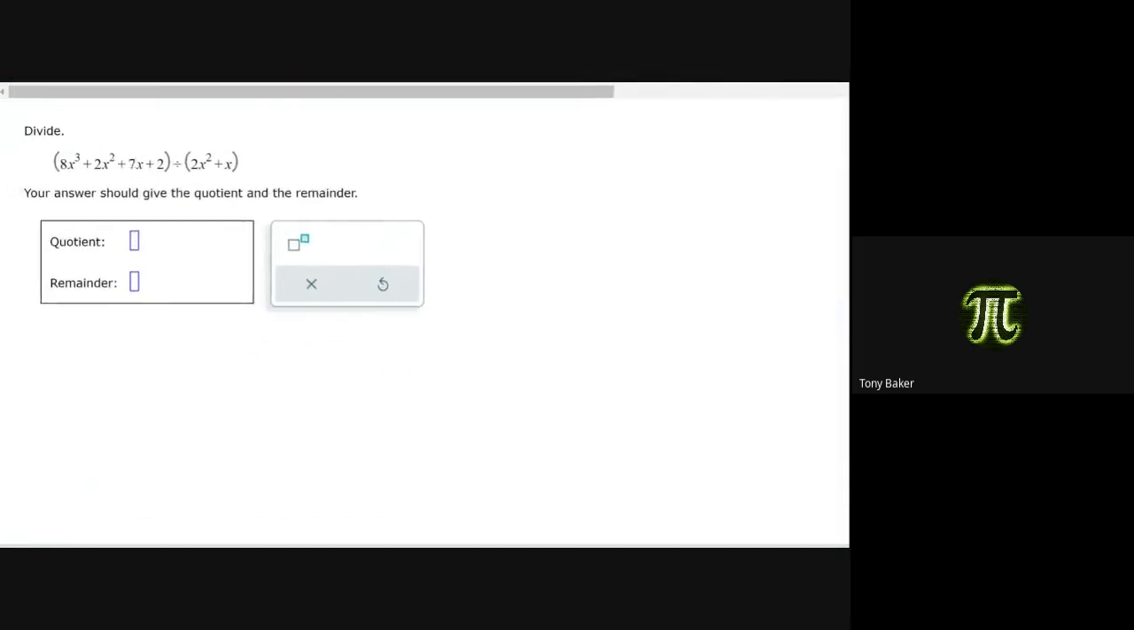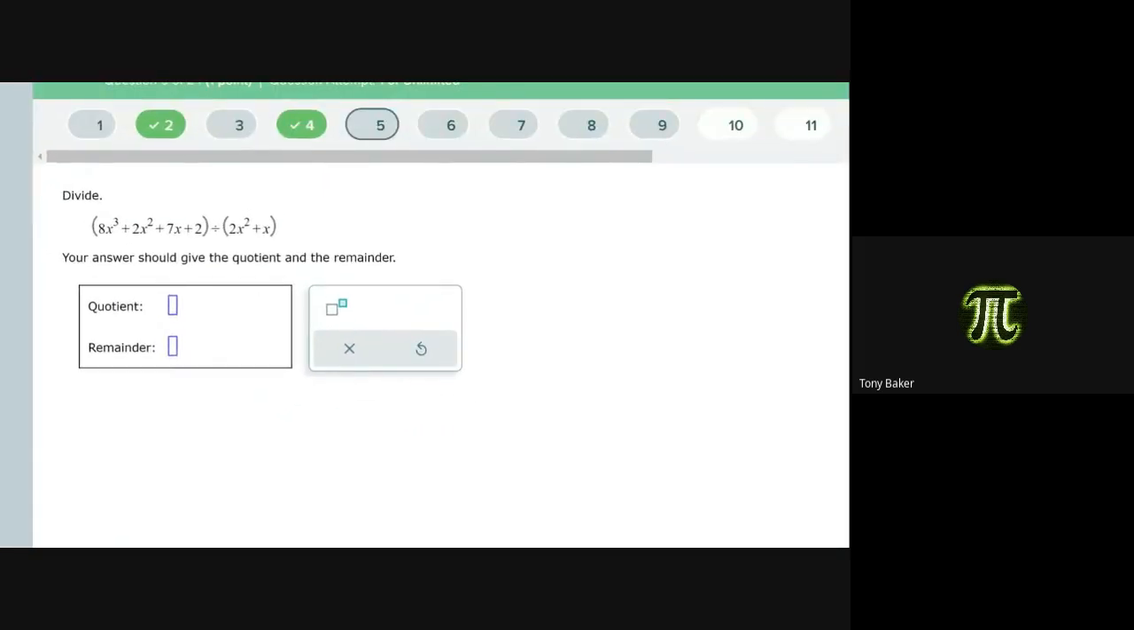Okay, we can see this one. Same concept. They want the quotient and the remainder. So let's work on that. Let's do this one.